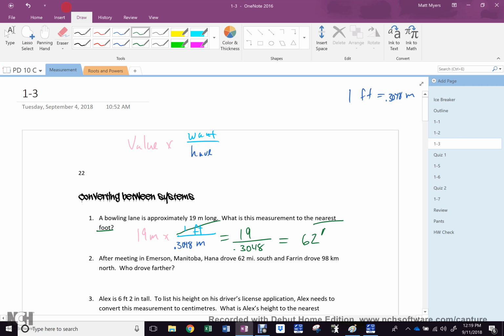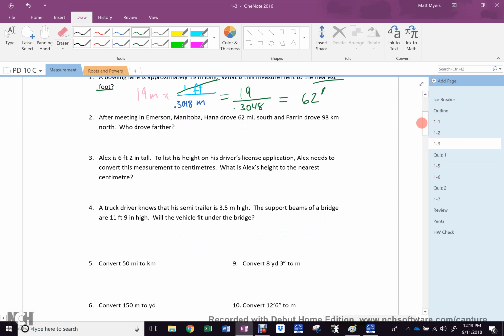Now remember, as we move into grade 10, we are no longer just doing math. We are making decisions about what math we need to do. Everybody understand? In grade 9, your question said, do this. In grade 10, your questions say, find this. Right? There's a difference. So in number 2 here, I got all kinds of numbers floating around there. The question, though, is who drove further? Hannah is American. Her car measures miles. Farron is Canadian. His car measures kilometers. How many conversions do I have to do to know who drove further? Only one.